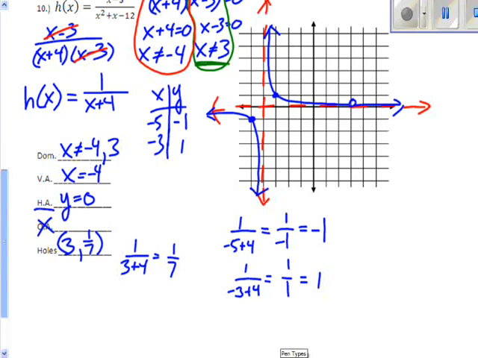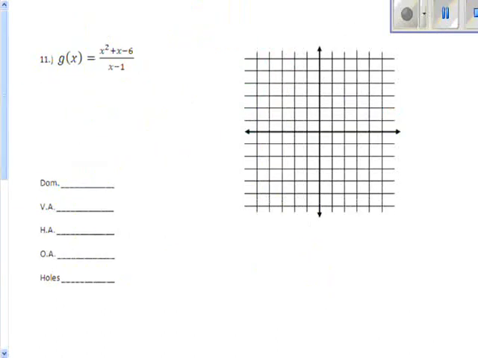And just a quick check, does that look like the ordered pair (3, 1/7)? Yeah, it sure does. Now I know my graph is in the right place because my hole fell where it's supposed to be. Okay? And that's it. Moving right along. Ready for the next one.